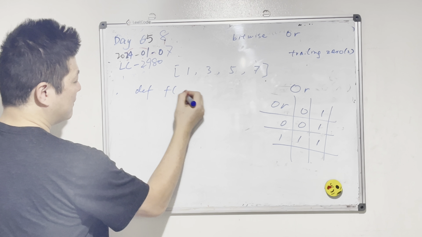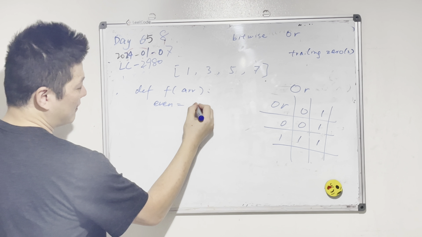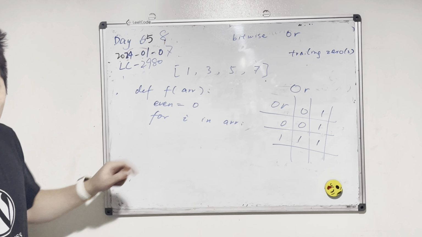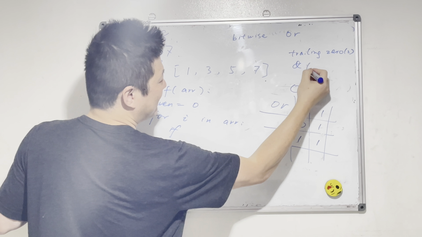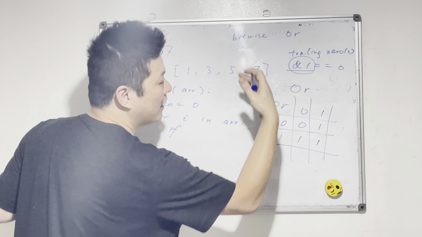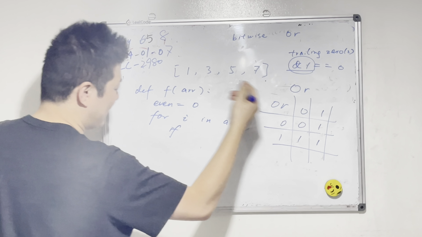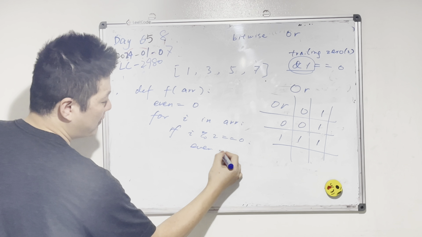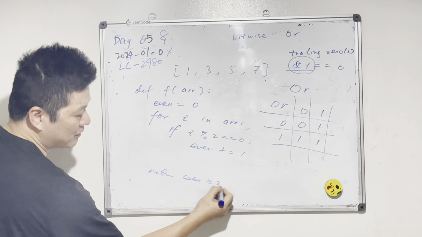Define the function with an array. Set even at the beginning equal to 0. For i in array, how do we find out if a number is even? Modulus, or perform the AND with 1, it's the same thing. Checking that n AND 1 equals 0 basically means we look at the rightmost bit, the least significant bit, to check if it's 1 or 0. If it's 0, it's an even number. If i modulus 2 equals 0, then even plus equals 1. Then return even greater than or equal to 2. Time complexity.